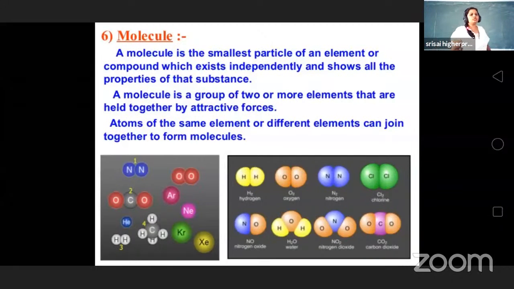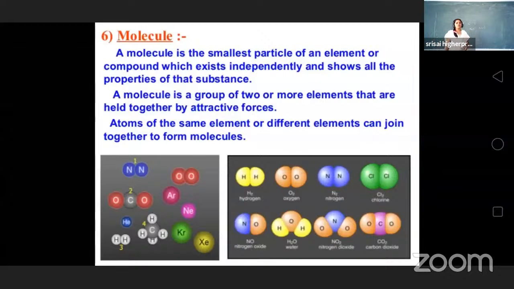A molecule is the smallest particle of an element, like hydrogen, carbon, oxygen. These are elements, or a compound. H2O is a compound. Sodium chloride, NaCl, is a compound which exists independently and shows all the properties of the substance. A molecule is a group of two or more elements. H2 is one: hydrogen is one element and oxygen is one element.